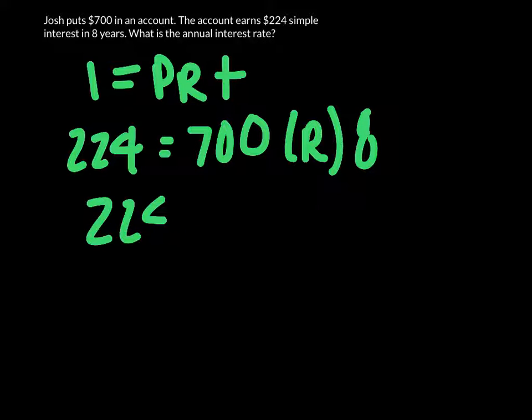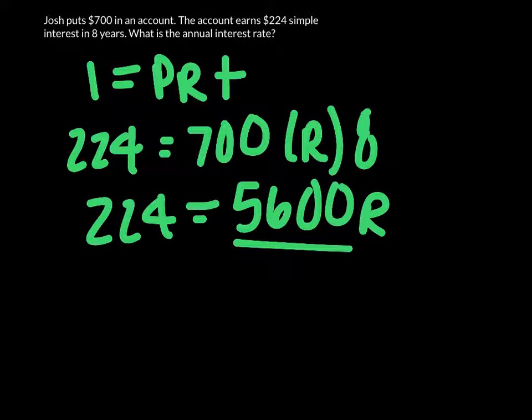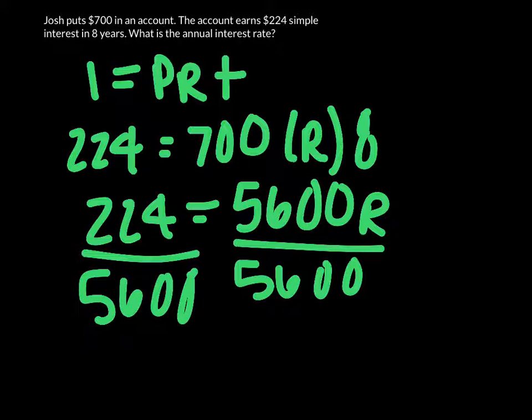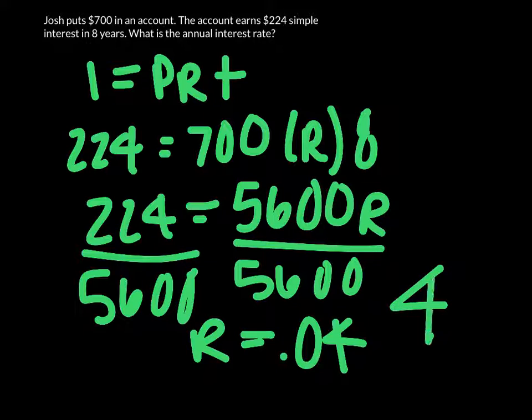So this now becomes 224 equals 5,600 R. Divide by 5,600. The rate is 224 divided by 5,600. You get 0.04, or 4%. So you had a 4% interest rate, which is actually pretty good, I think, to get $224. Maybe not that much because you get it in 8 years, but.